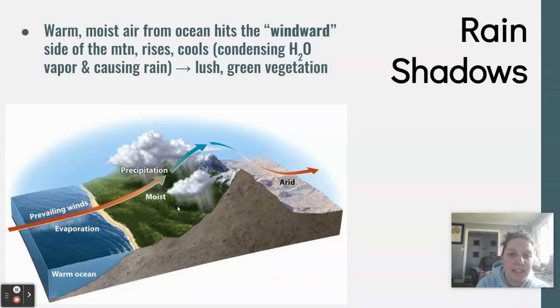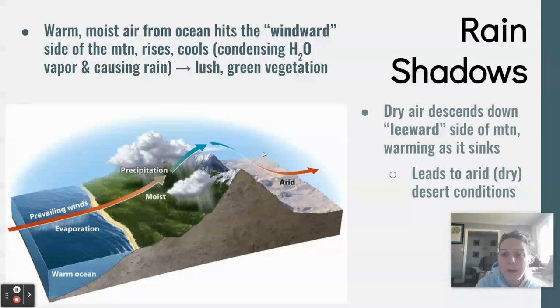So we would call this the windward side of the rain shadow effect. Our winds blowing from 0 to 30 degrees are blowing east to west, so that would make this right here the windward side. Whatever side the wind is blowing from is the windward side. So if we are from 0 to 30 degrees, the windward side is going to be on the east. And then the dry air goes down the other side, and we call that the leeward side.